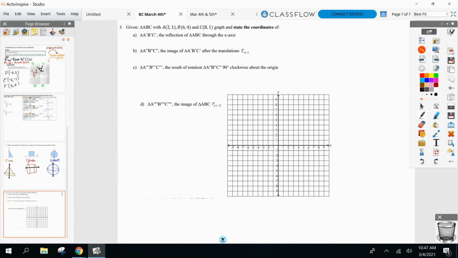All right. So let's do this. I got a reflection, a translation, a rotation, and another reflection to do. So if you haven't done so already, let's get ABC up. A is 2, 1. B is 6, 4. C is 8, 1.